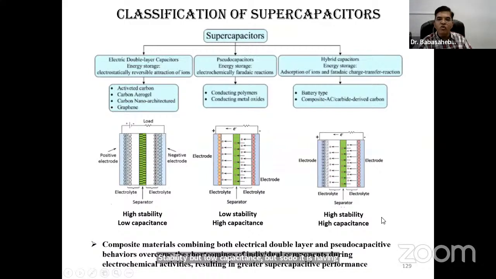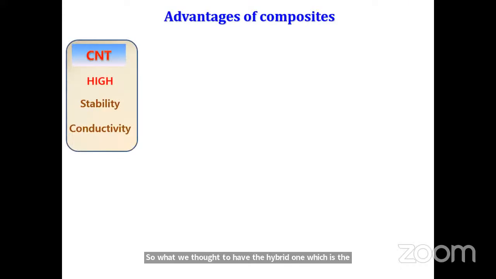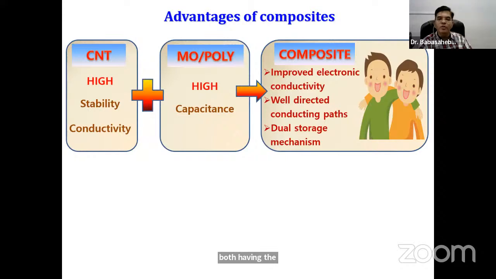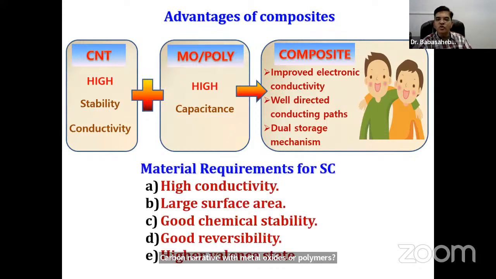So we thought to have a hybrid one, which is a combination of both, having the EDLC as well as the pseudo. What we have used is carbon nanotube with metal oxides or polymers. Carbon nanotube belongs to EDLC, and metal oxide or polymer belongs to the pseudo, so that it can have improved electronic conductivity, a well directed path, and a dual charge mechanism. The basic requirements for a supercapacitor are high conductivity, large surface area, good chemical stability, good reversibility, and a higher valence state, or oxidation state.